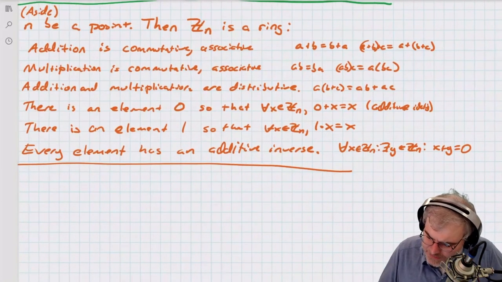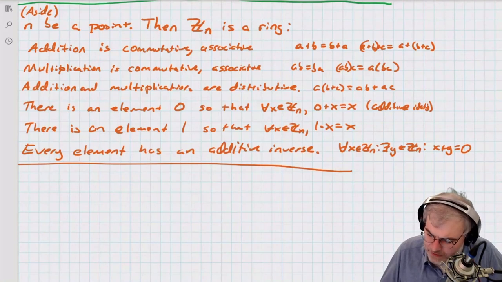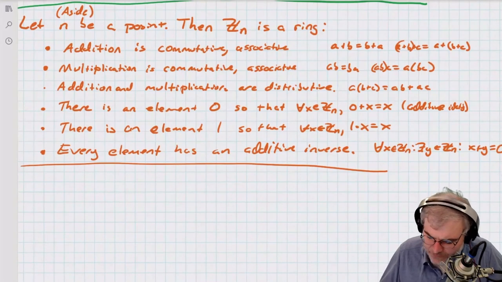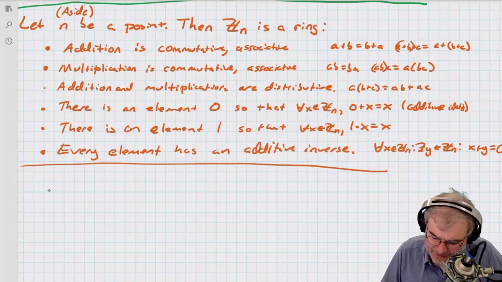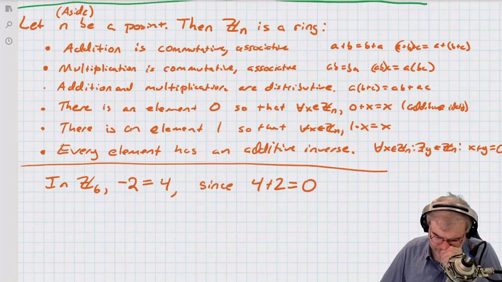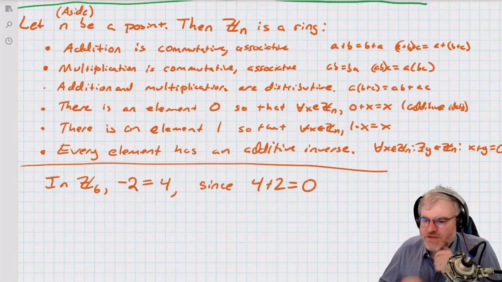So there are the explanations here for those properties. Yeah, so 1 and negative 1 are inverses. 2 and negative 2 are inverses. Okay. But notice here that in Z6, negative 2 equals 4, since 4 plus 2 equals 0.